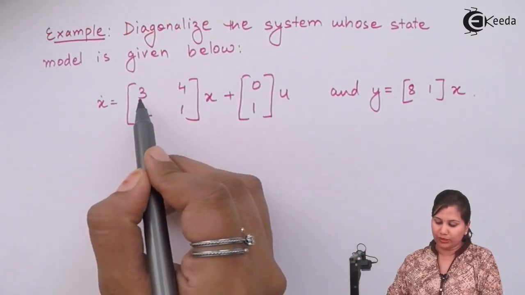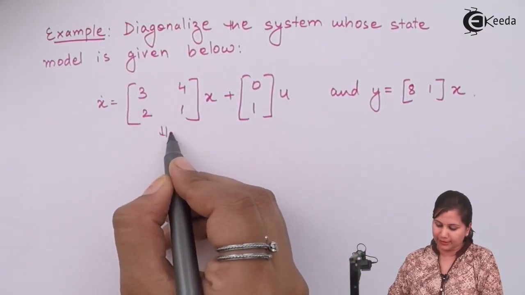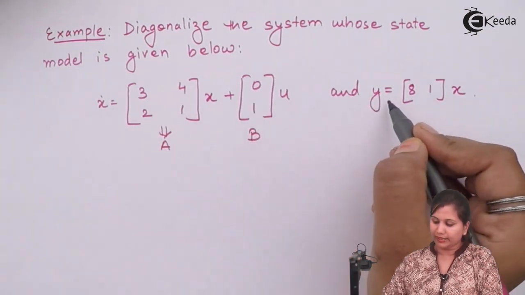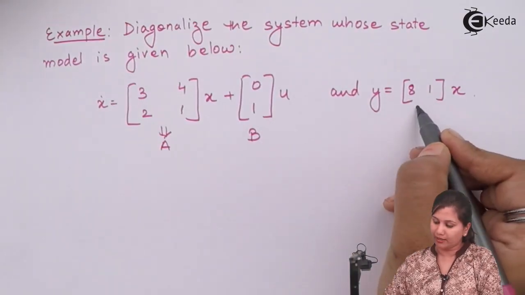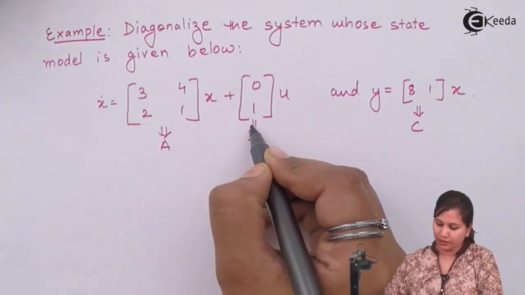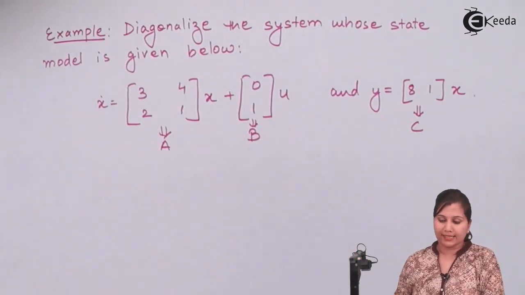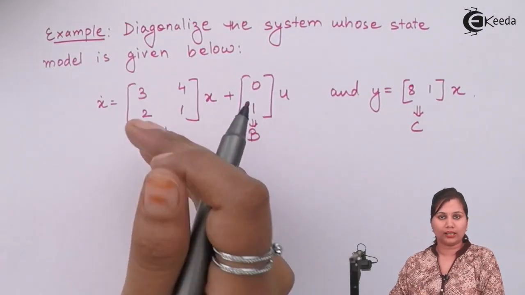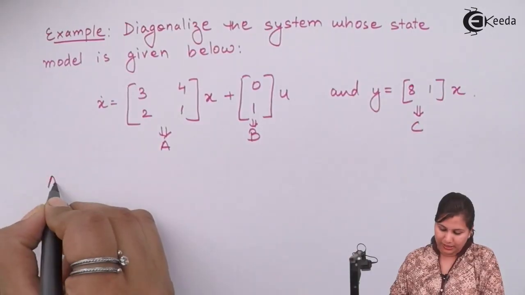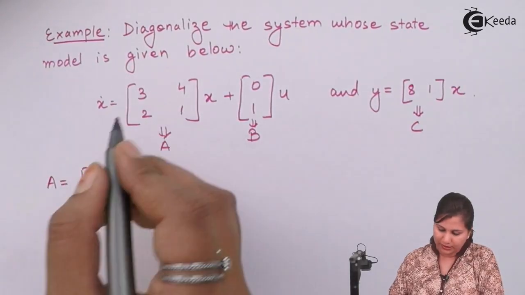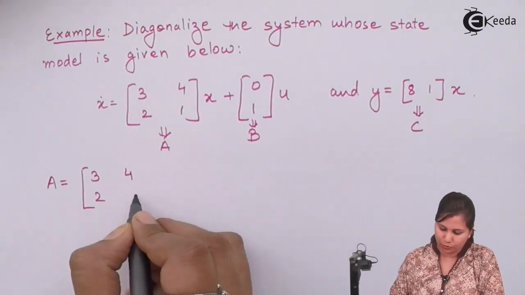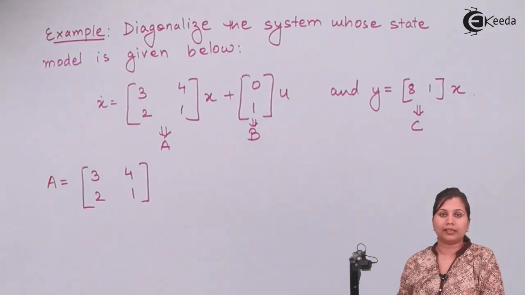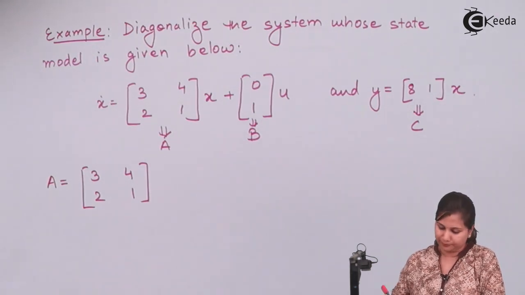X dot equals [3, 4; 2, 1] x plus this B matrix u, and Y equals Cx plus Du. This is our A matrix, and this is our C matrix. We have to diagonalize the system, that is, convert this A matrix, which is a non-diagonal matrix, into a diagonal matrix. A is given in the question as 3, 4, 2 and 1. So the first step is to determine the eigenvalues of the matrix A.